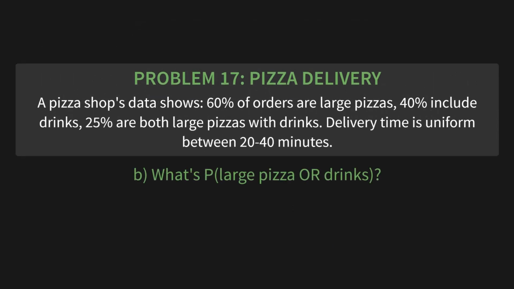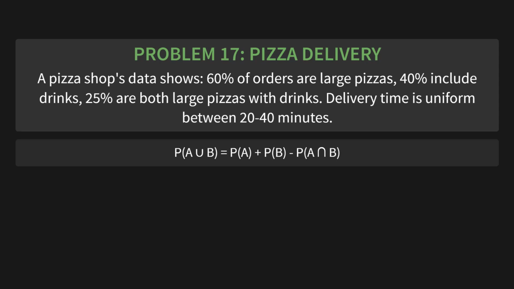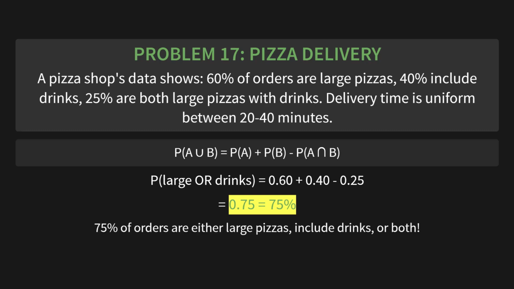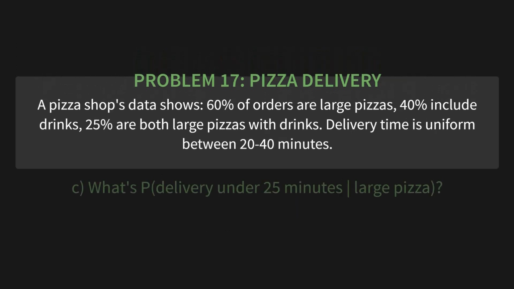Next question. What percent of orders include either large pizza or drinks, or both? Time for the addition rule. Remember, we can't just add 60 plus 40 because some orders have both. We'd be double counting. So it's 60% large pizza plus 40% drinks minus 25% both equals 75%. 3 out of 4 orders have at least one of these profitable add-ons. Now here's an interesting one.